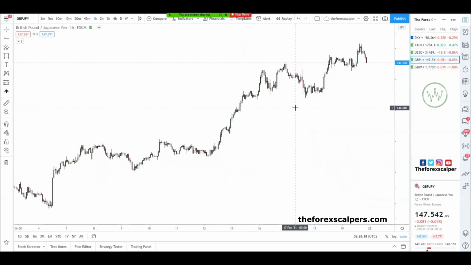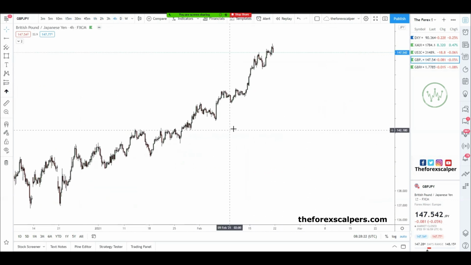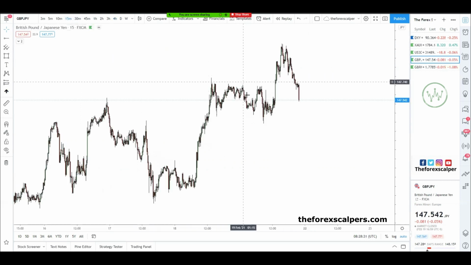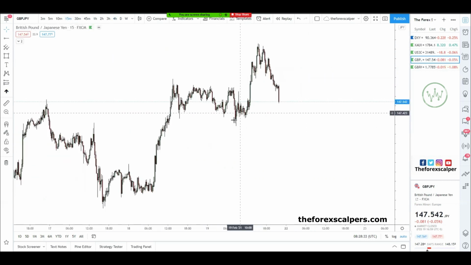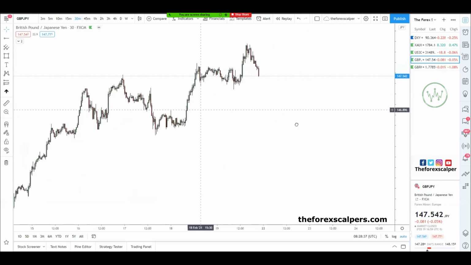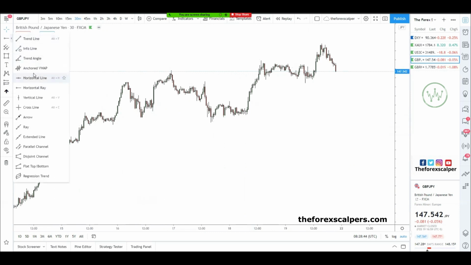Let's move to GBP JPY, for example. If you zoom out on GBP JPY, you can definitely see this is a trending market to the upside with pretty nice pullbacks and nice, powerful ranges. Okay, within these pullbacks, you see also shifts in momentum. Okay, so right here, let me show you what I mean.